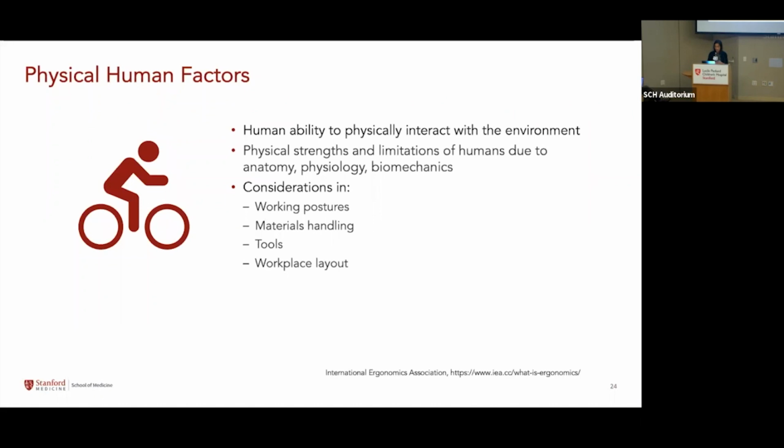Physical human factors refers to understanding how humans physically interact with the environment. And so this really requires an understanding of our strengths and limitations as human beings and a knowledge of our anatomy, physiology, the biomechanics of, again, how do we physically move about in the world? And so physical human factors are a huge focus of ergonomics in terms of working postures. How do we design a workstation, or how does an individual sit in a workplace or stand in a workplace? For example, if you think about applying human factors to a manufacturing plant, there's a huge number of physical human factors that apply there.